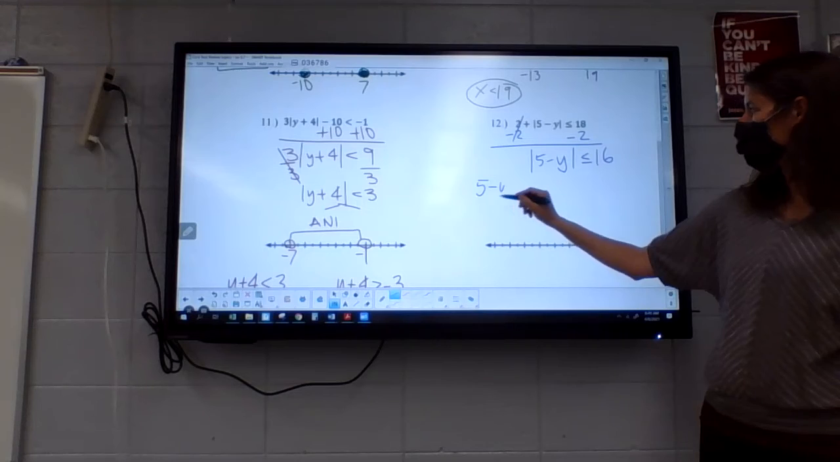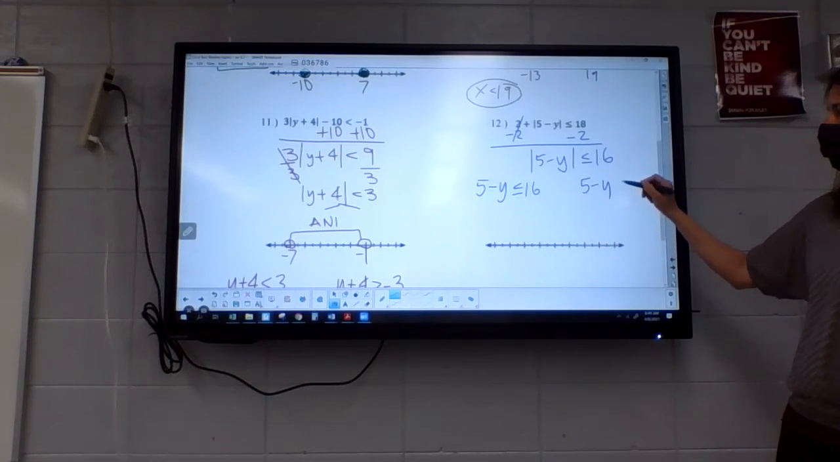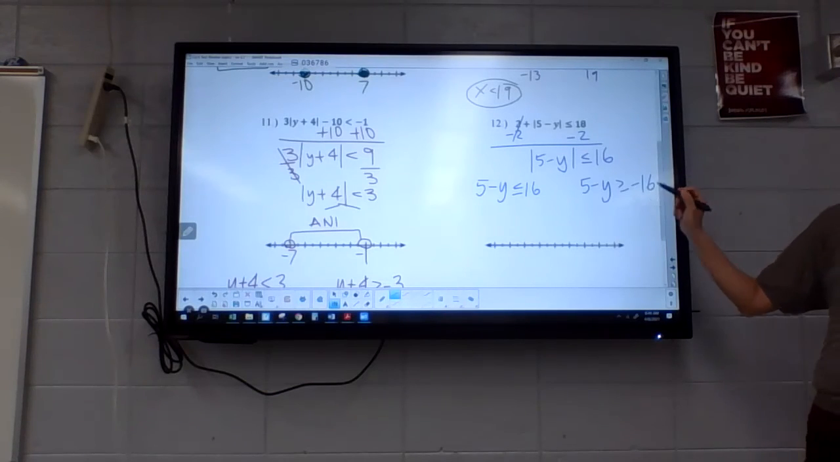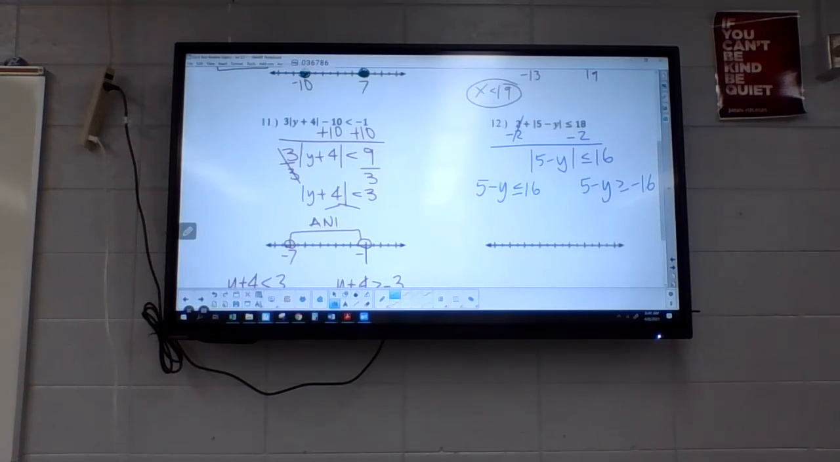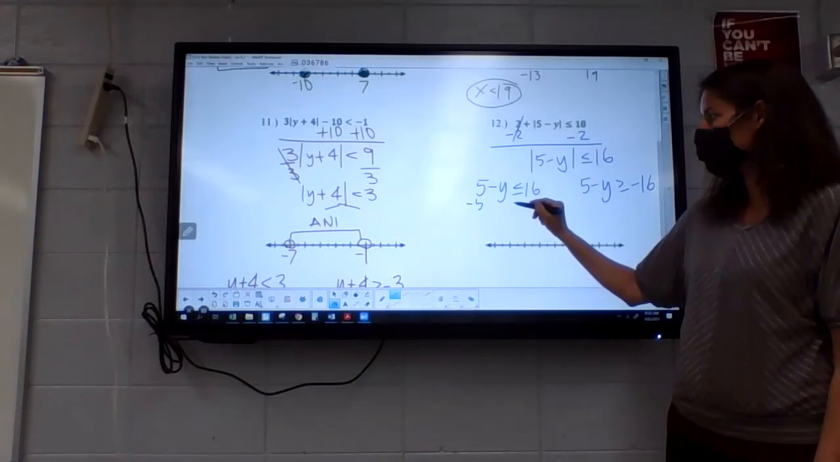So 5 minus y is less than or equal to 16, but 5 minus y is also greater than or equal to negative 16. So you have to flip it on that second one. So make sure you guys are doing that. But hopefully you guys are kind of looking ahead a little bit, like that chess game idea, where you're a few steps ahead. I can see that negative y is already making me think that there's going to be a little bit more work to do with this one.